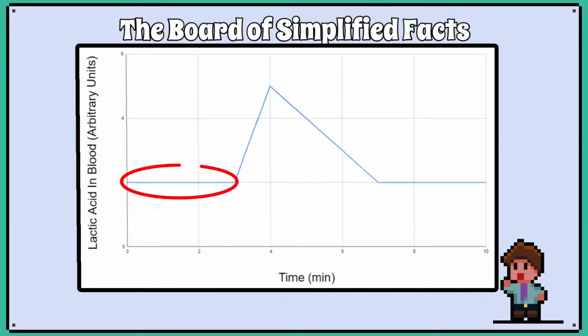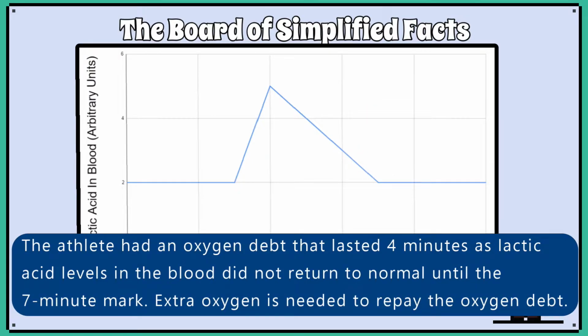Prior to the race starting, we can identify what a normal level of lactic acid is on the graph. Then, at the 3-minute mark, as the race starts, we see a rise in lactic acid in the blood. Between 4 minutes and 7 minutes, we see a gradual decline in lactic acid levels in the blood. The athlete had an oxygen debt that lasted 4 minutes, as lactic acid levels in the blood did not return to normal until the 7-minute mark.